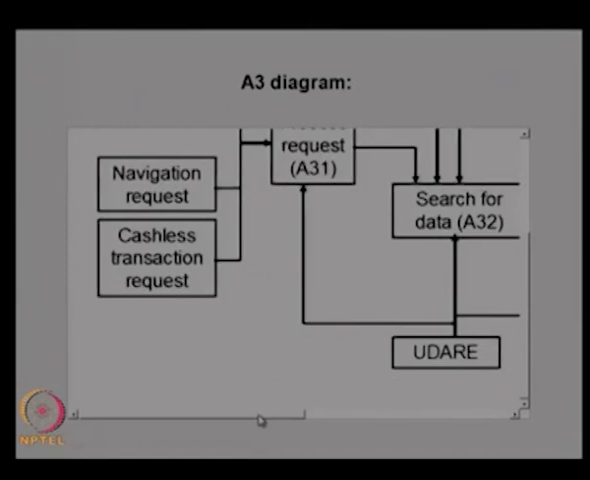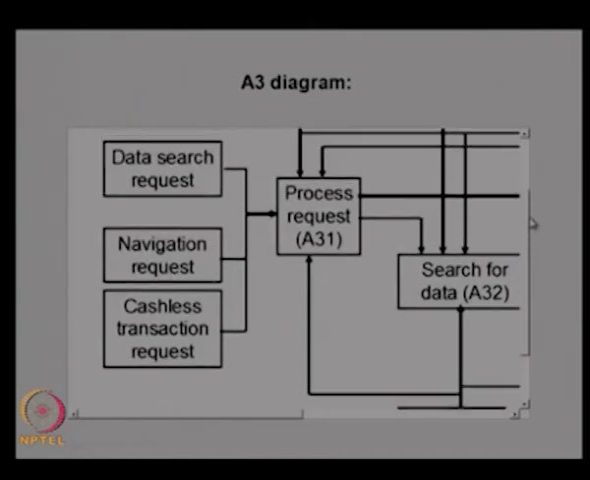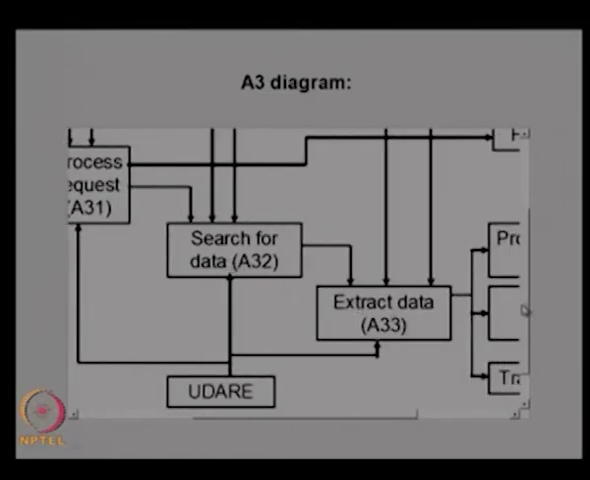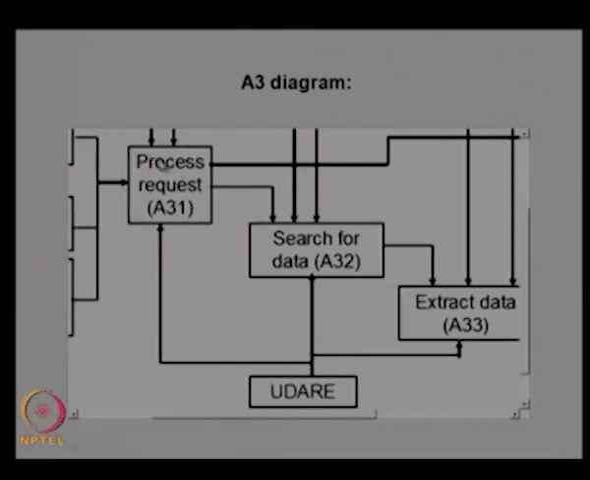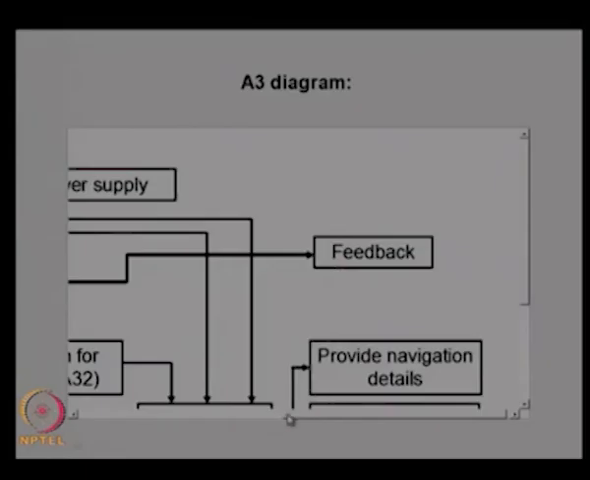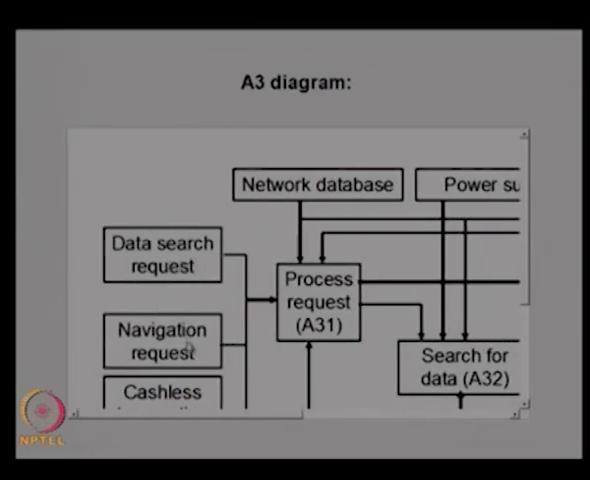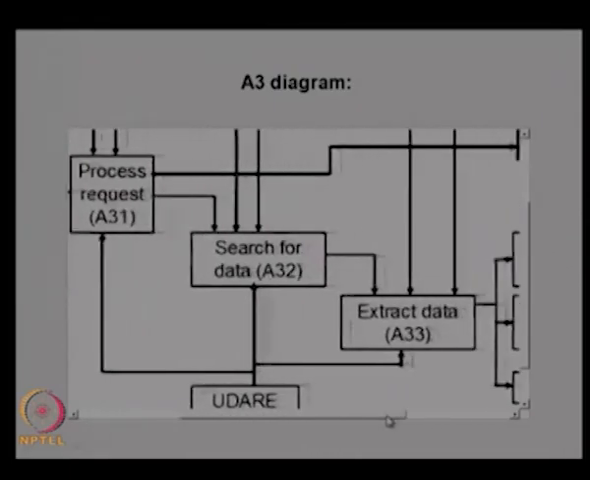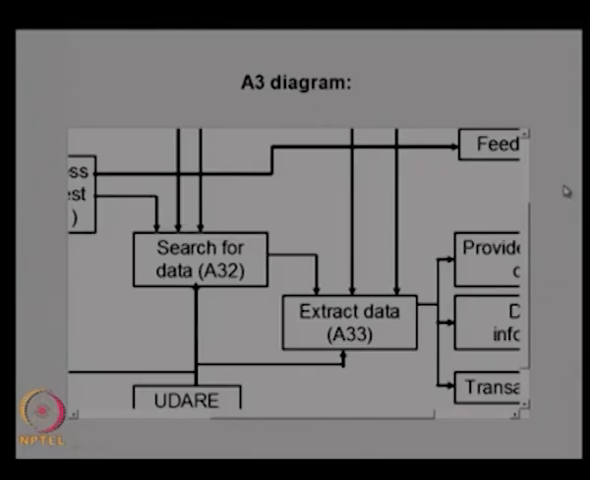If you take A3 function, the A3 function can be decomposed into A31, A32, A33 functions, and then we can see that these are the process request, search for data and extract data are the sub functions, and again the outputs from this will be the details, information, transaction details, then feedback. Similarly, you have the data search request and cashless transaction request and other requests coming from the customer. So, these functions process this data and give an output. So, this is the way how we actually go ahead with the IDF0 decomposition of functions.